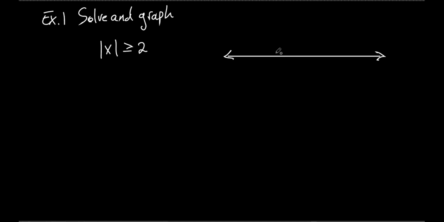So what numbers? I'm just going to put a 2 here. I'm also going to put a -2. And what's this thing going to do? It's going to go opposite directions, isn't it? But what kind of circle do we have here? It's a closed circle. And this is going to go to the left. And this is going to be closed. And this is going to go to the right. And that's your graph.